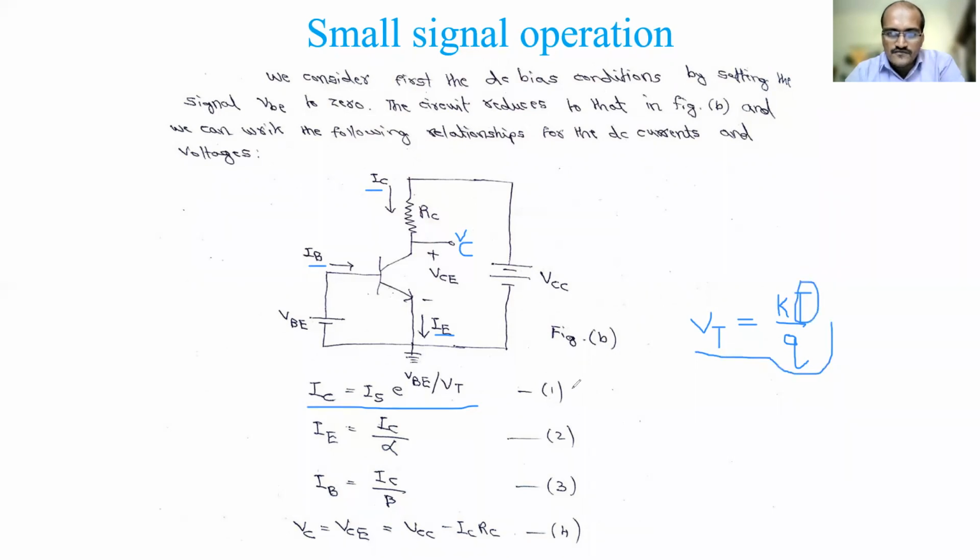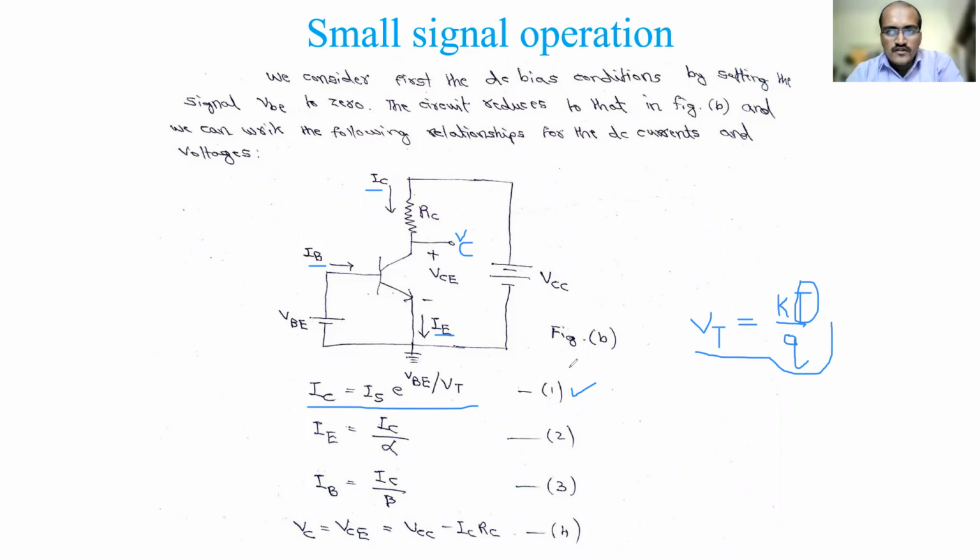That is the first expression. The remaining: the emitter current IE is given by the collector current divided by alpha, or the collector current is equal to alpha times the emitter current. Similarly, base current IB is equal to IC by beta. These are all DC, what we have done previously. Similarly, VC in this case, as I told you, is equal to VCE because VE is not there, which is nothing but VCC minus IC into RC. So these are the four expressions we come out with from this DC biasing.